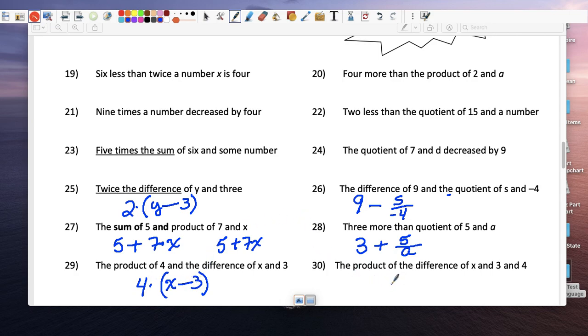30, the product again is multiplication of the difference of x minus 3 and 4. So it's the product, the multiplication of these two first. This is my one factor, and this is my other factor. It's going to be 4 over here. And on this side, it's going to be the difference, x minus 3. And we're going to put that in parentheses.